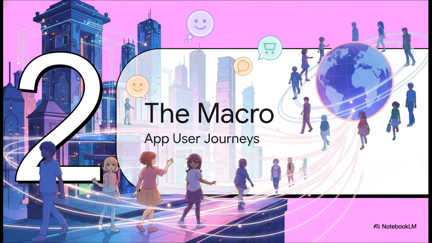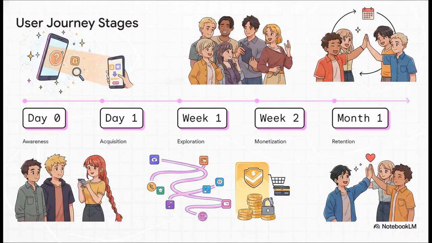Moving right along to Section 2, the macro, app user journeys. Now that we've got our structural blueprint mapped out, we need to look at the human element here, the holistic, overall path a user actually takes across time. Now, this journey generally plays out chronologically. It kicks off at day 0 with awareness, so maybe they spot your app in the App Store. Day 1 is acquisition, where they finally install and open it up.